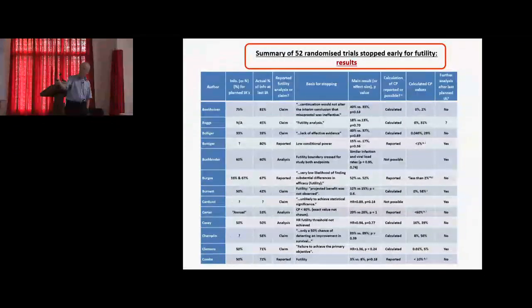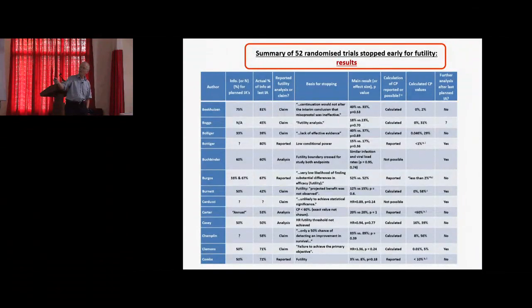Then, interestingly, the basis for stopping, continuation would not alter the interim conclusion that the intervention was effective. The basis for stopping was, quotes, futility analysis. That was all some people said. They did futility analysis. Lack of effective evidence, low conditional power. So people expressed it in all sorts of different ways.